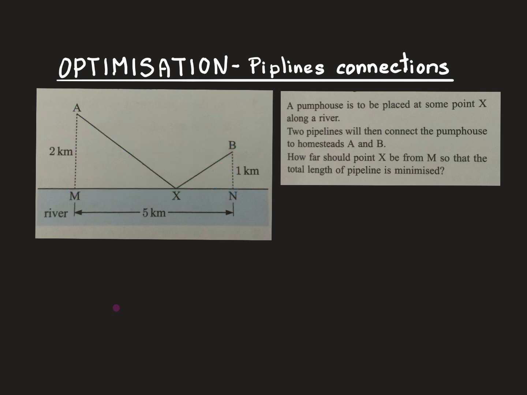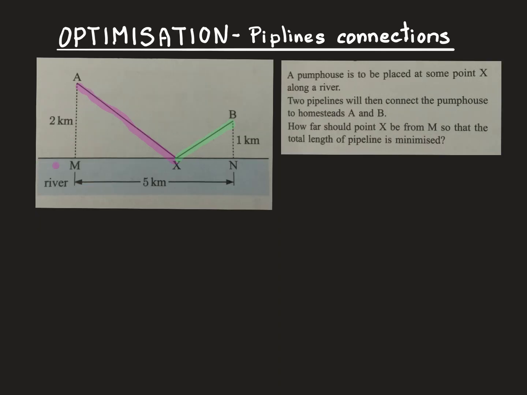So how far should the point X be from M so that the total length of the pump line is minimized? In this case, we need to find the distance AX, and we'll also need to find the distance XB. We don't know any angles except that this is a right angle and this is a right angle. So we're going to let MX be x. And therefore, XN can be 5 minus x, because we know that the total M to N is 5.